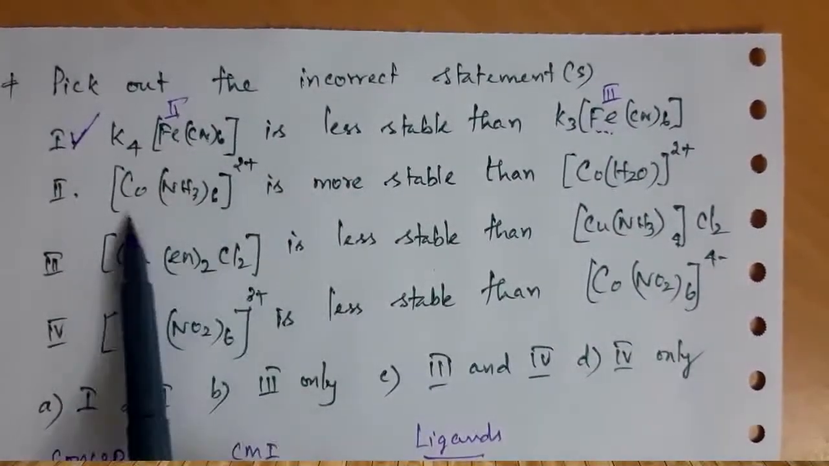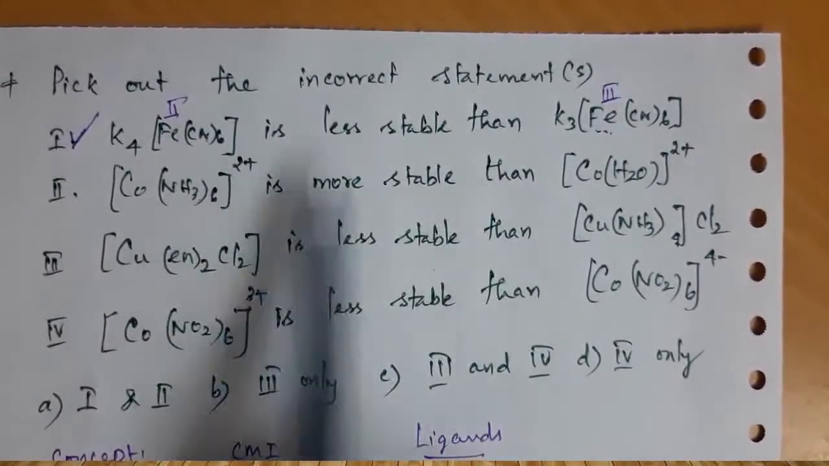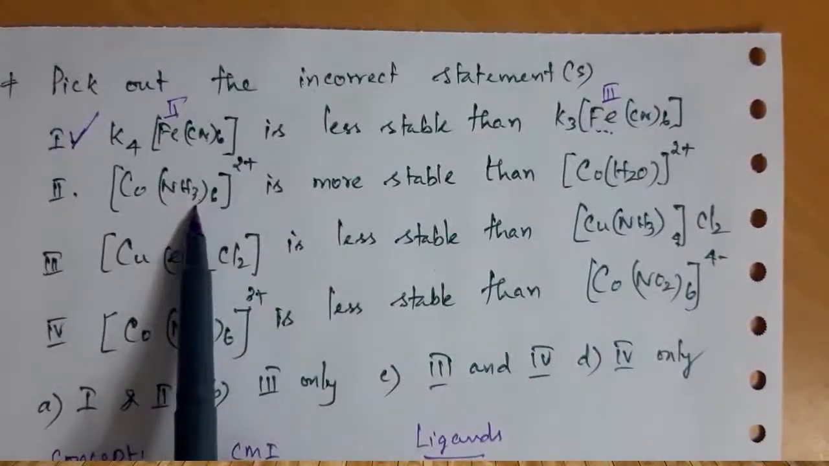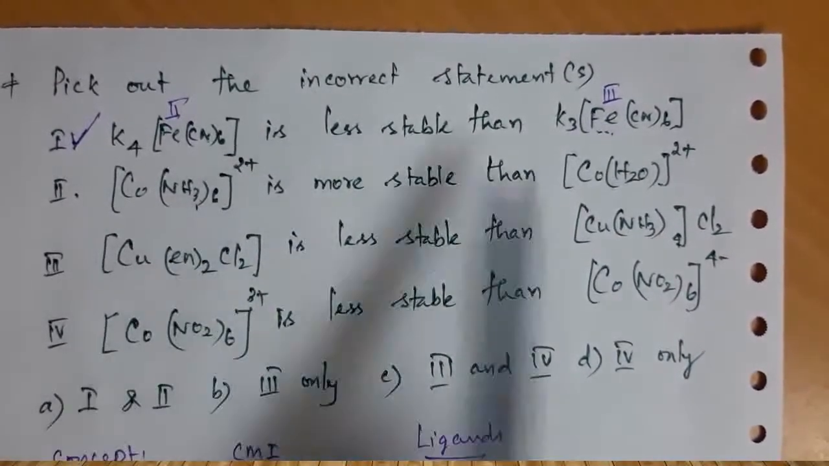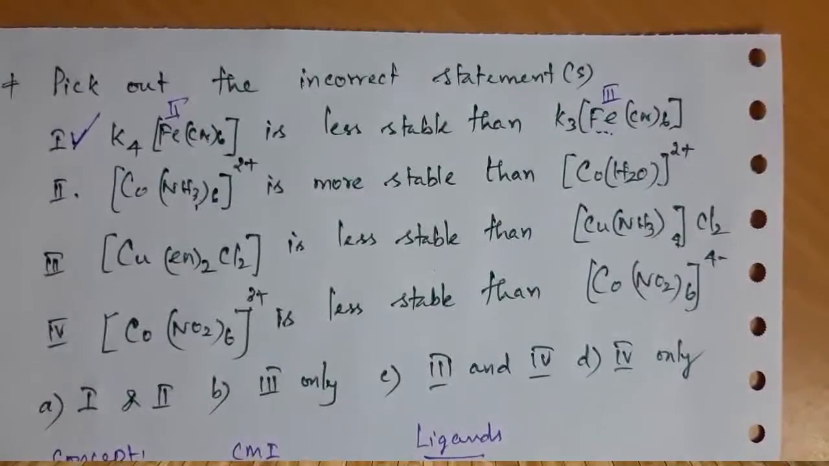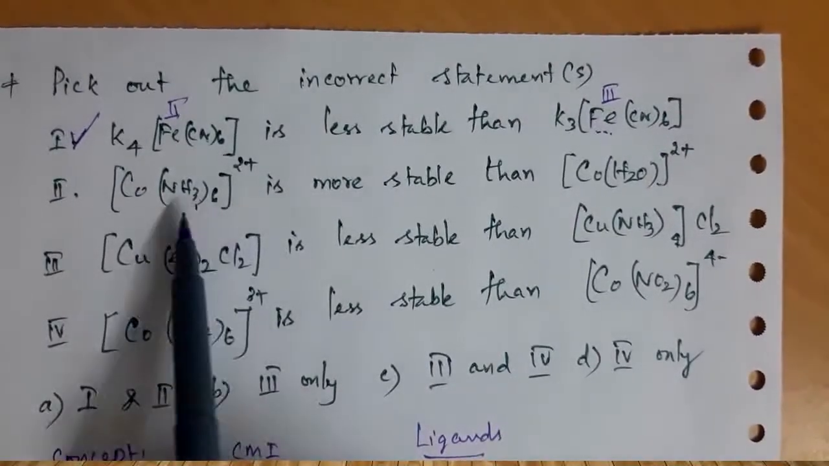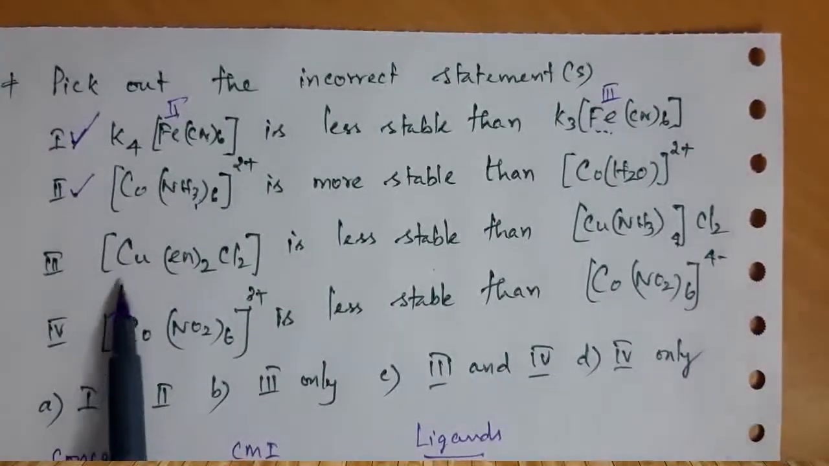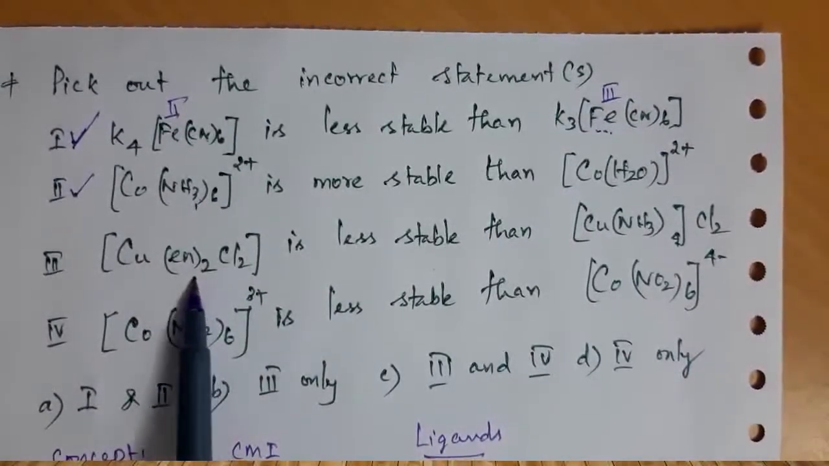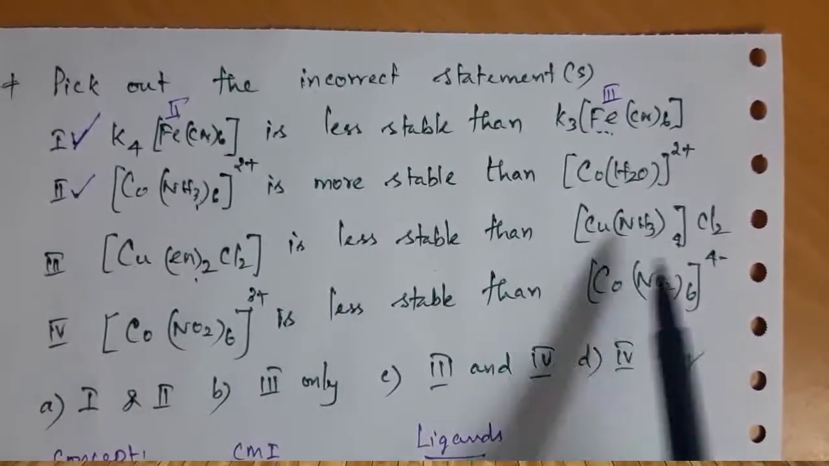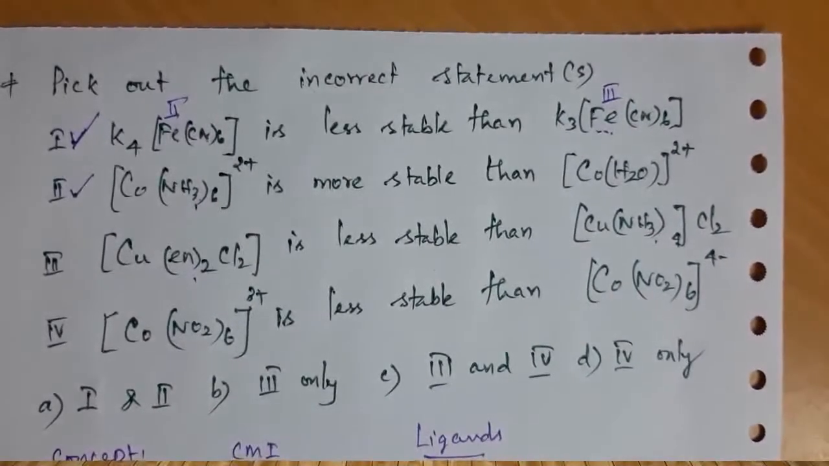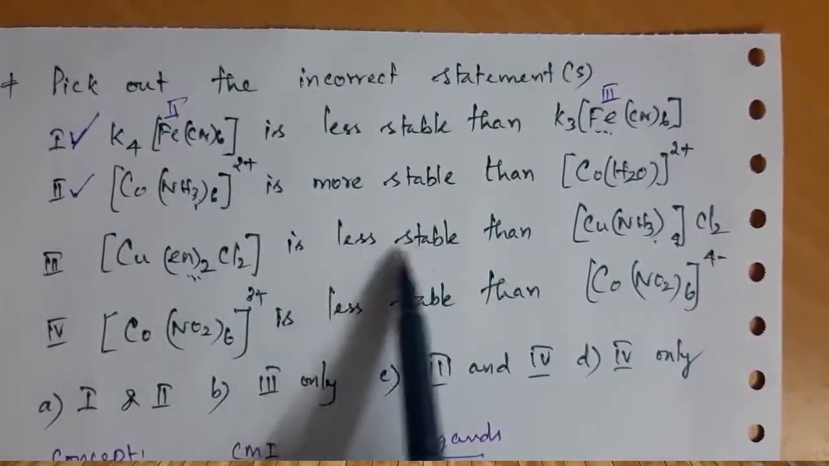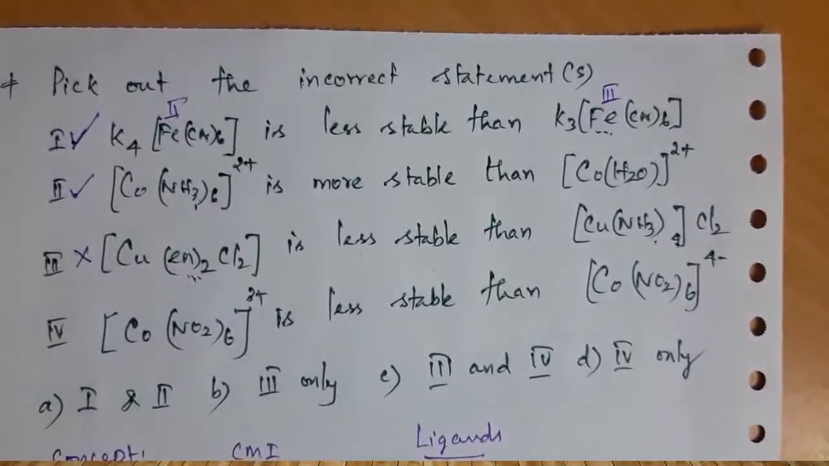And the second one, in metal complexes the ligands are different. We know that amine is more basic than this one. So more basic, stability higher. So amine is more stable. So it is correct. The third one, en is a bidentate ligand, amine is monodentate. So it should be more stable, but it is given as less stable. So it is an incorrect statement.